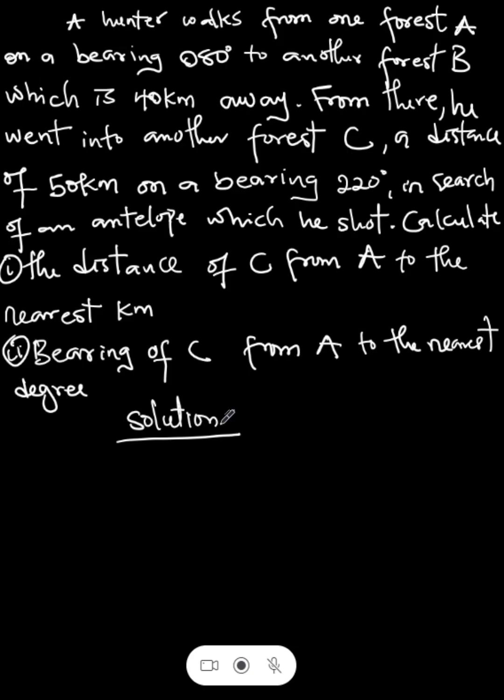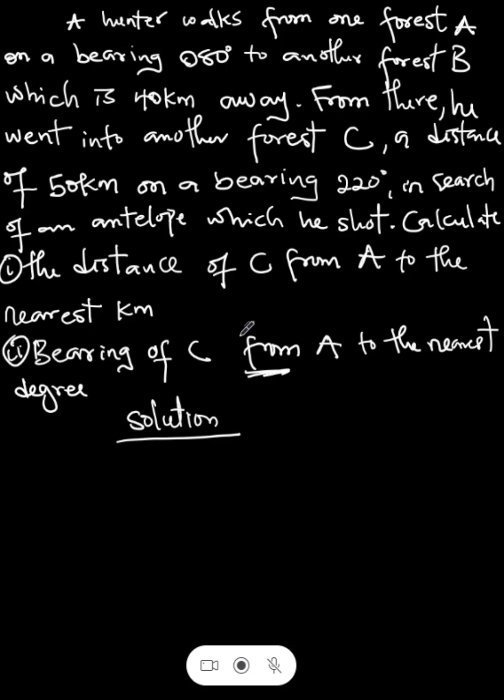He shot. Now, we're asked to calculate, number one, the distance of C from A. That is the distance of the last forest from the first forest. And we have to calculate to the nearest kilometer. Number two, the bearing of C from A to the nearest degree.